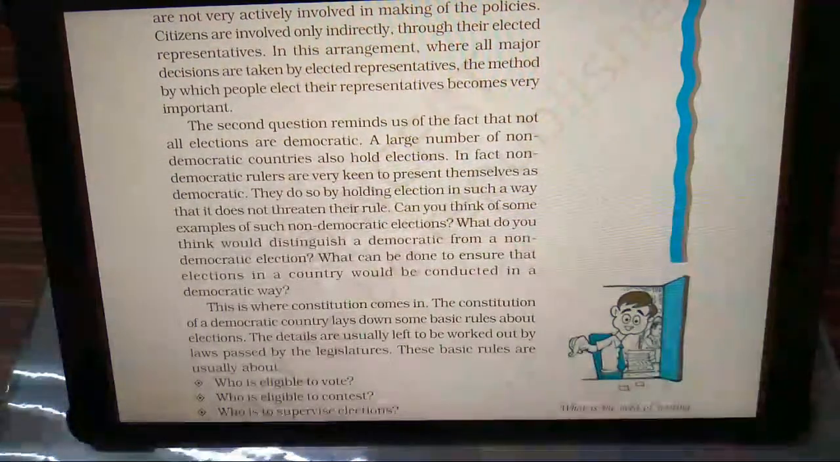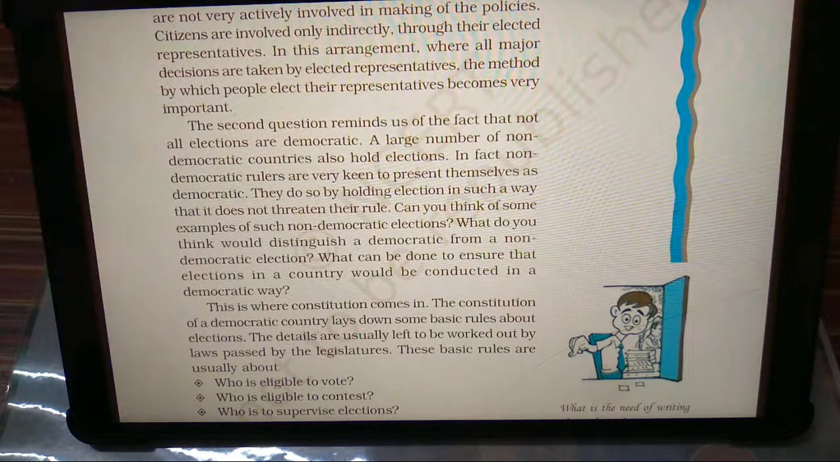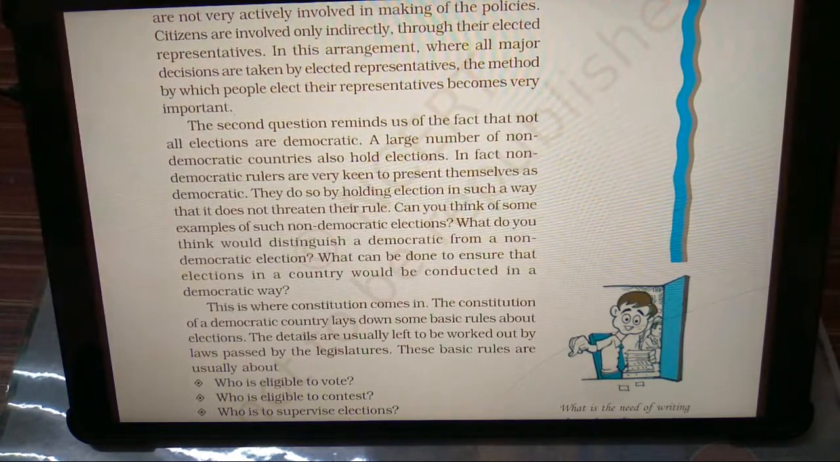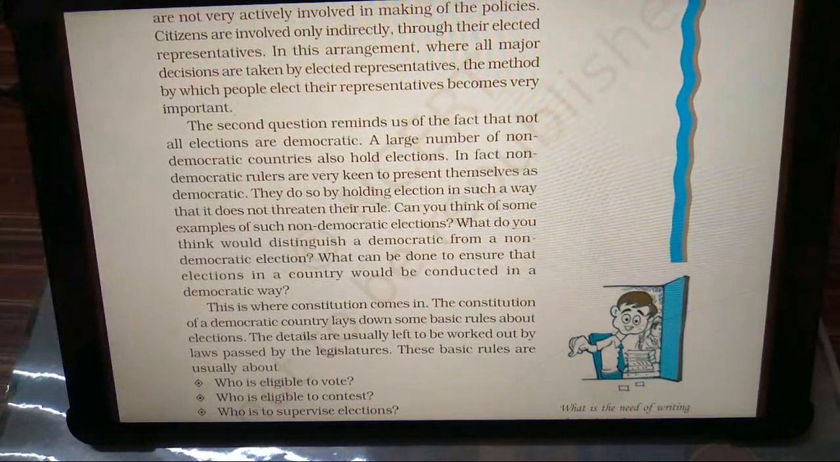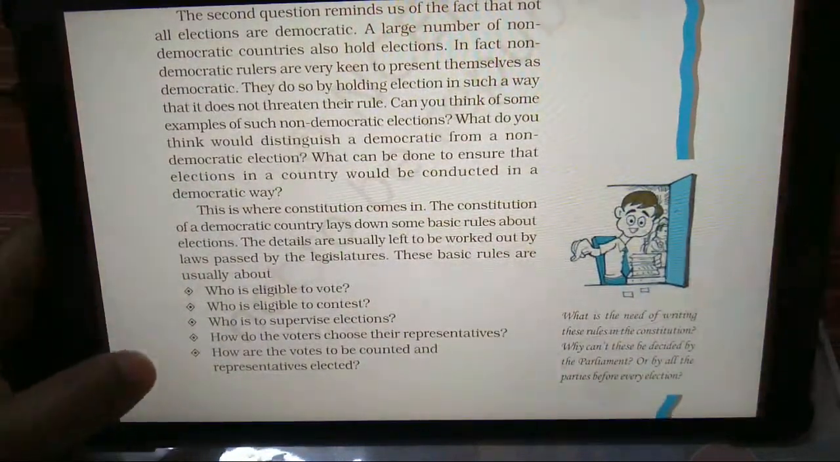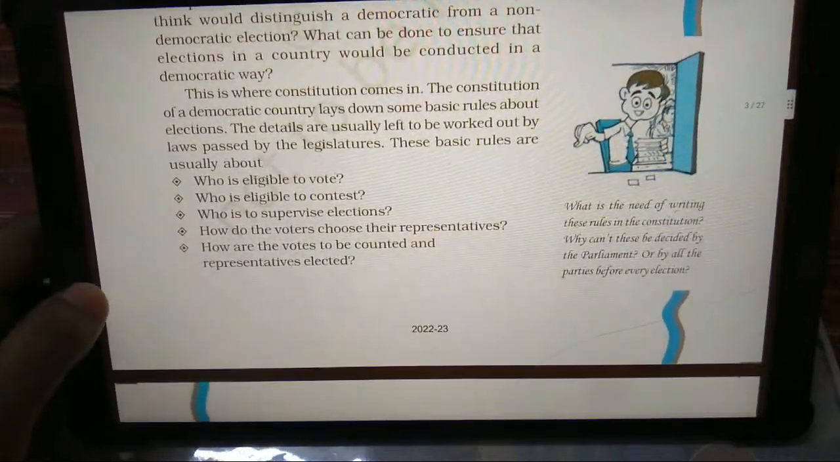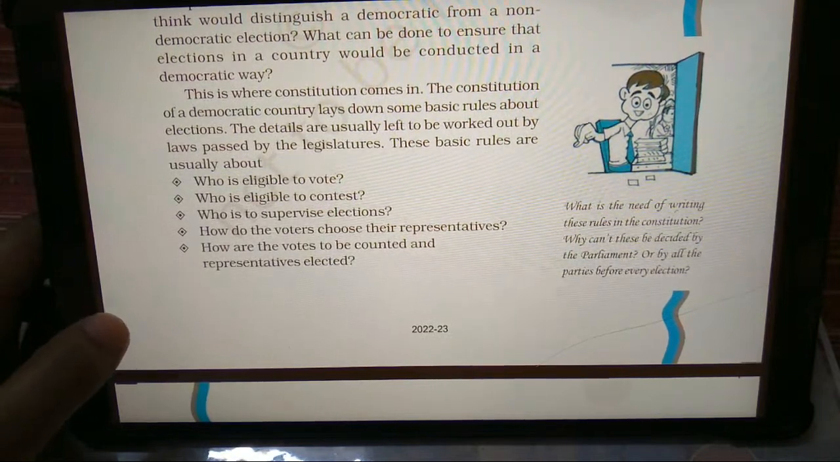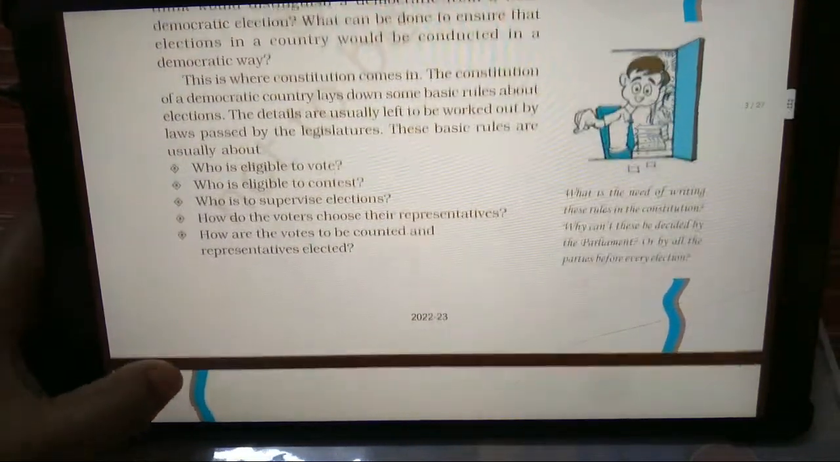What can be done to ensure that elections in a country would be conducted in a democratic way? This is where the constitution comes in. The constitution of a democratic country lays down some basic rules about elections. The details are usually left to be worked out by laws passed by the legislatures. These basic rules are usually about who is eligible to vote, who is eligible to contest, who is to supervise elections, what do the voters choose? How do the voters choose their representatives? How are the votes to be counted and representatives elected?